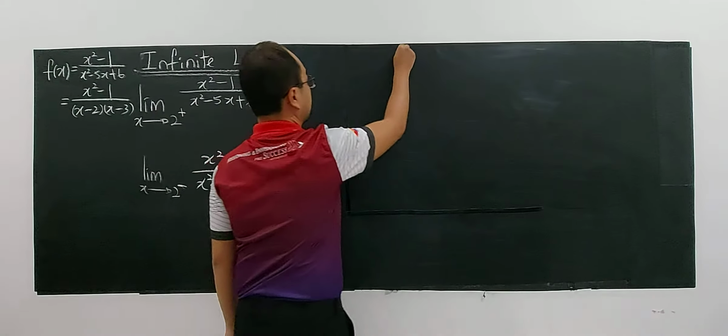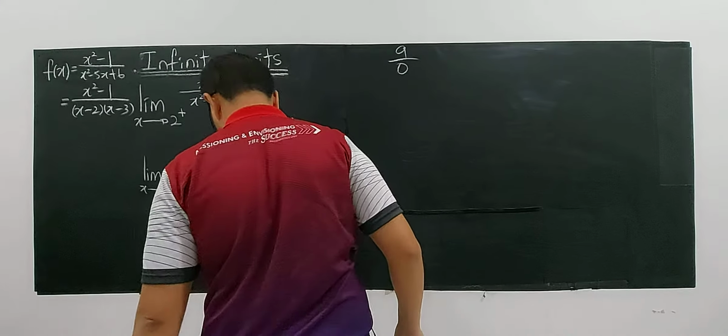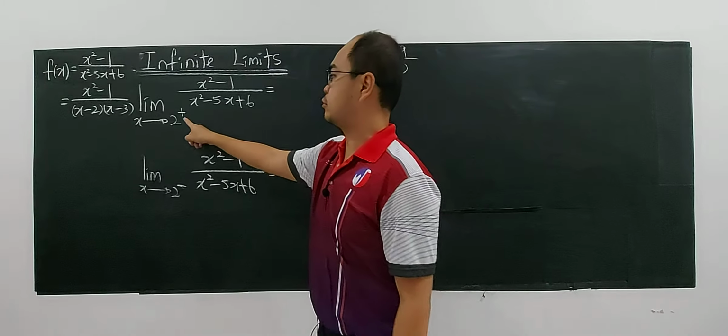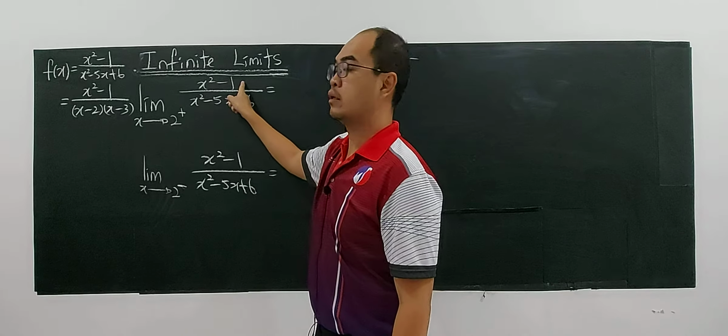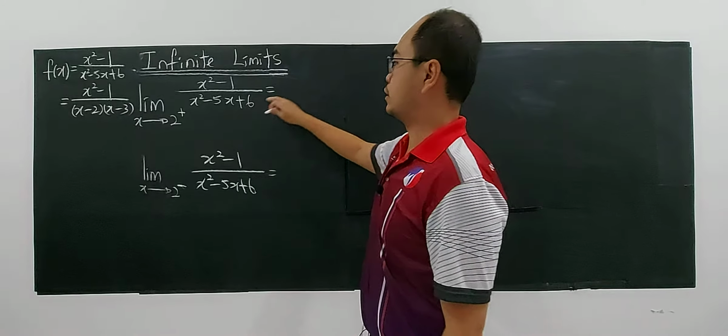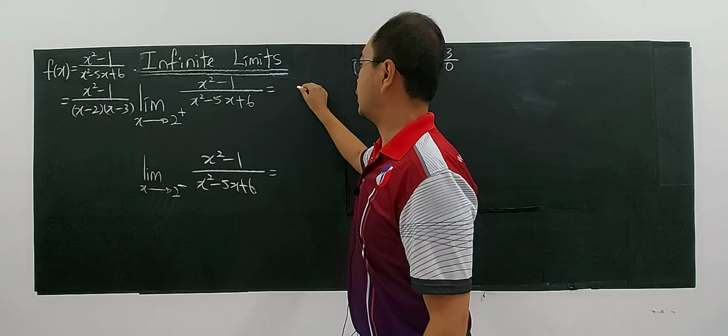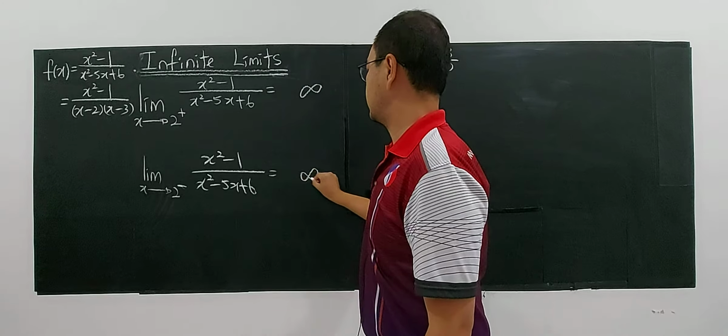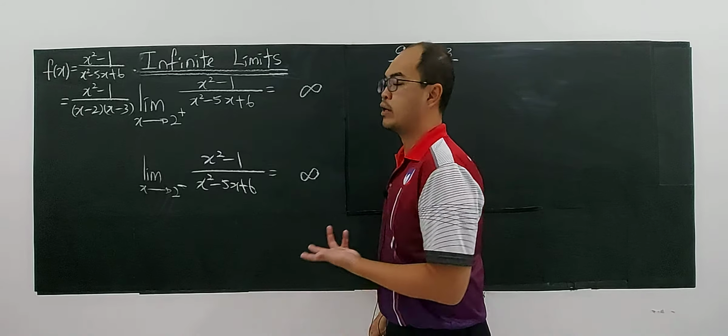This is the case where a over 0, right? You understand that? Because when you substitute the value of 2 into x squared minus 1, you're getting a number, a 3. It's a number. If you substitute 2 into the denominator, you're getting 0. So in this case, the answer is always infinity. This is the easier way to evaluate.